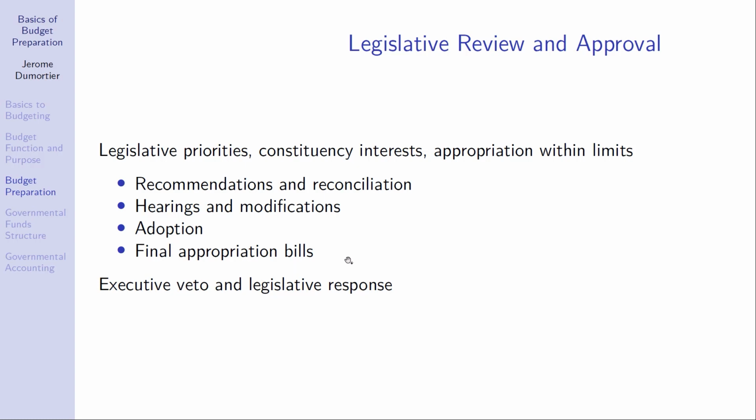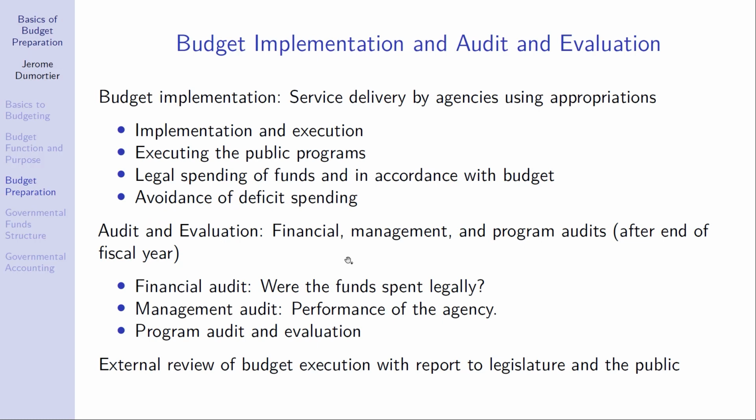Once we have the final appropriation bills, then we can start to implement the budget. Implementing the budget means that agencies can now deliver services to the public. Of course, those agencies have to be cognizant that there may be legal spending limits and also legal restrictions on how the money can be spent, because the money can only be spent in accordance with the budget.